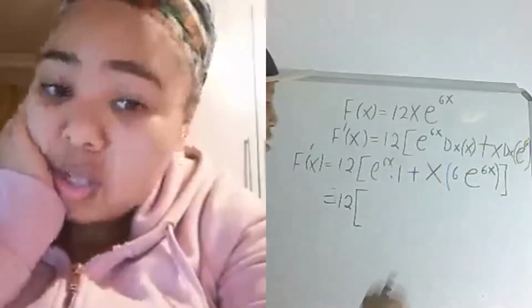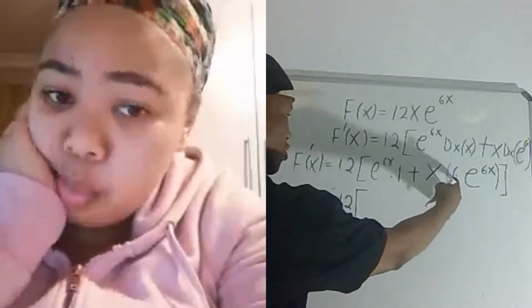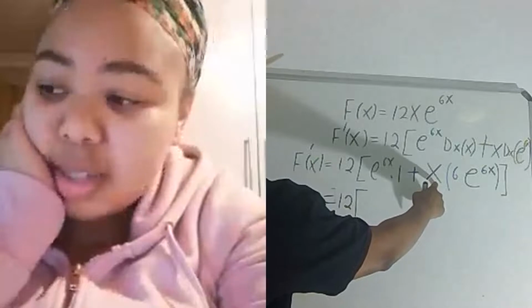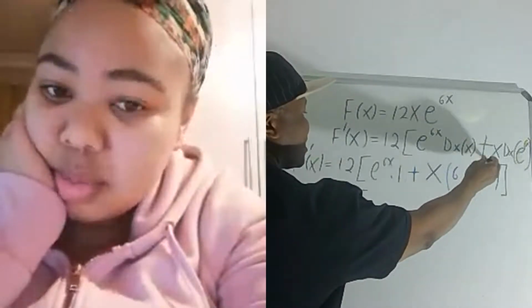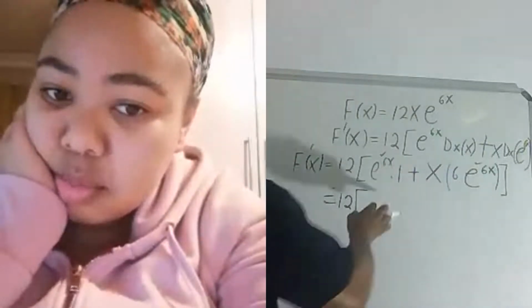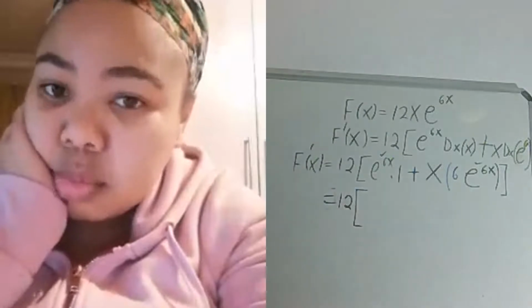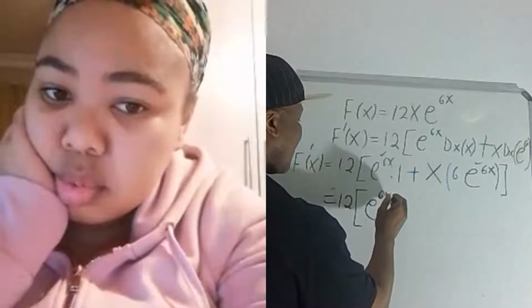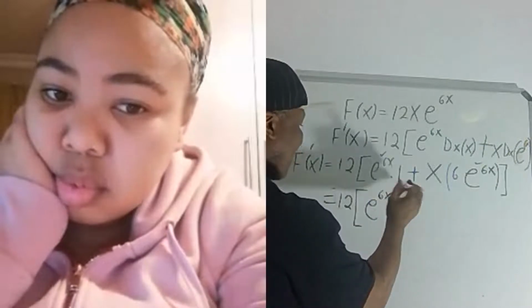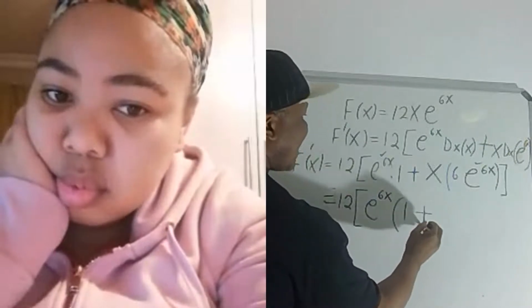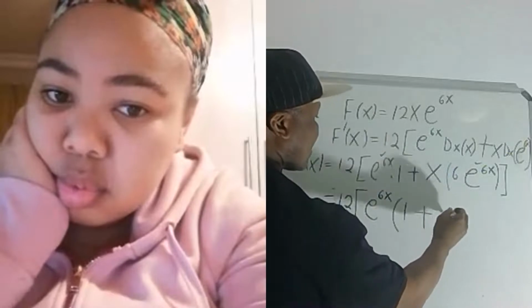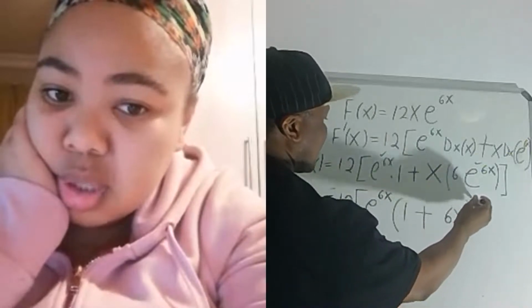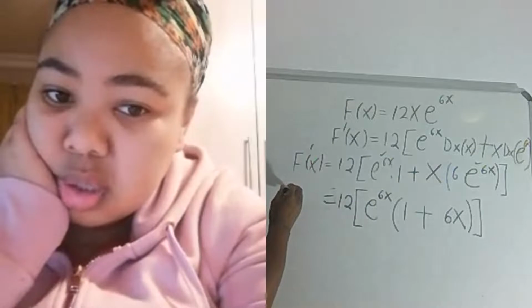Oh, you want to take it out? Yeah, just behind here, you know? Oh, yeah. Or if you don't want to do that, you can just say, look, this and this is common, so I can take it out. So in this group and that one, I'll take e^6x, and then write my little bracket here. I'm going to be left with 1, and then plus 6x. And this is going to be x prime.